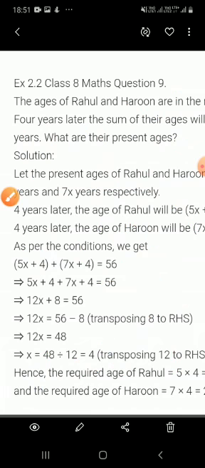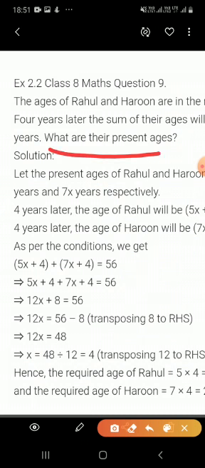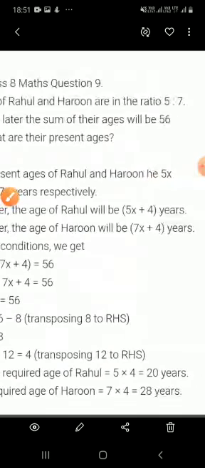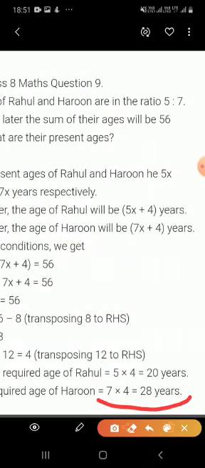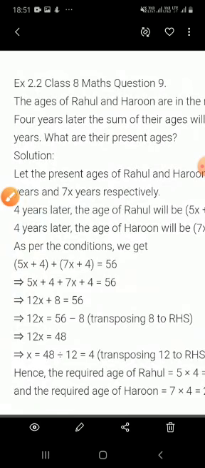And here you don't leave the question. Some of you are leaving the question like this. The question being asked is what are their present ages. So present ages we have assumed: Rahul is 5x and Harun is 7x. So Rahul is 5 into 4, that is 20 years, and for Harun it is 7x, so 7 into 4, that is 28 years. So a conclusion needs to be made and the answer needs to be given. So read the question carefully and accordingly find out the answer. Going to the next question.